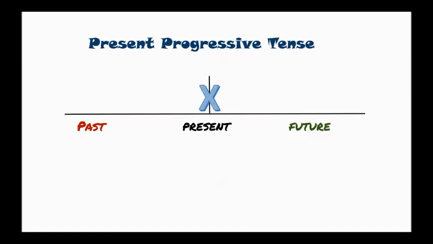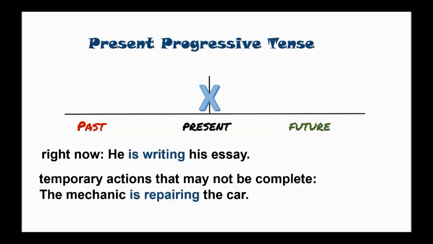The present progressive tense is used to indicate that an event is occurring right now, or an event is temporary that has not completed just yet, but will end shortly.